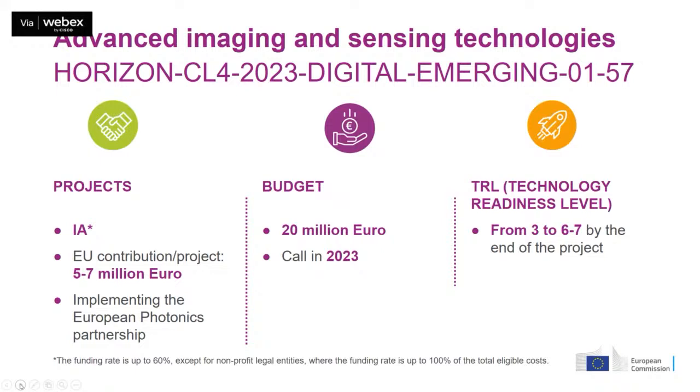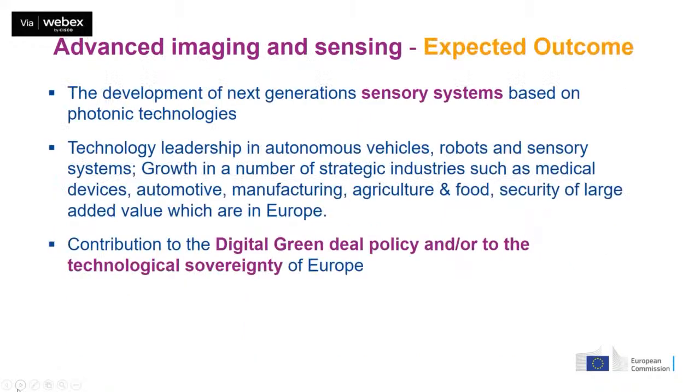So this is the last topic in photonics, and this one is also implementing the European Photonics Partnership. It's called Advanced Imaging and Sensing Technologies. And there we are calling for innovation actions. As you see directly on the TRL on the right side of the slides, we are looking for proposals starting from TRL 3 and ending up to TRL 7 by the end of the project. The budget for this call is 20 million euro, and we're calling for proposals between 5 and 7 million euro each.